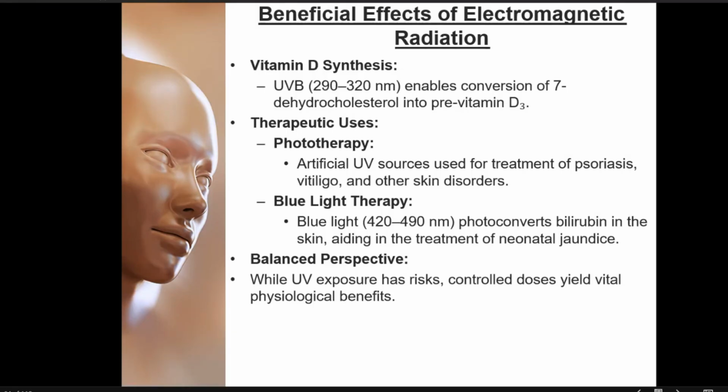While UV exposure at a controlled dose yields vital physiological benefits, so if exposure is within the controlled limit, then it is very useful for therapy. But beyond that limit, it causes phototoxicity.